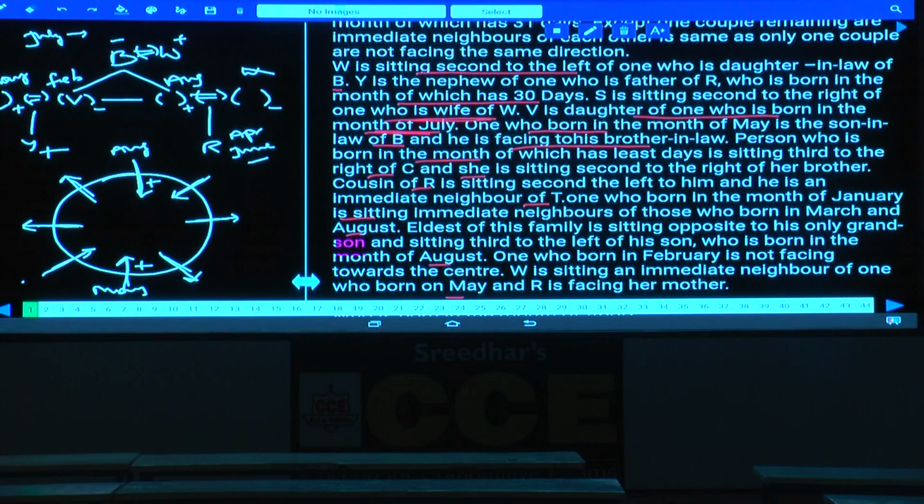As August is here, now we have one more piece of information. What is the information we have here? August is adjacent to what? And 3 months are together, isn't it? And what are those 3 months here?